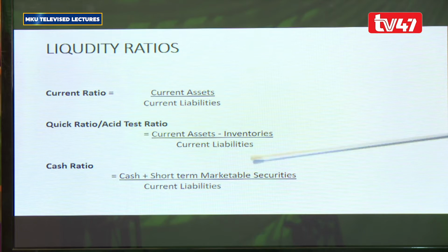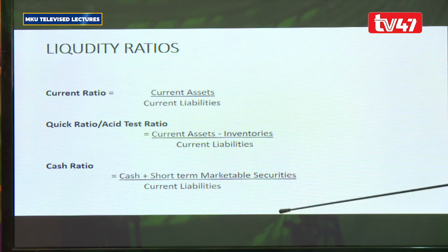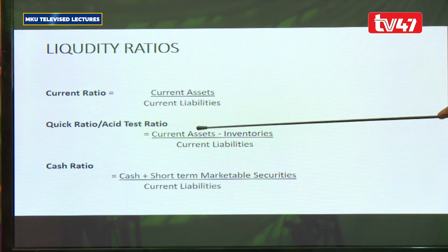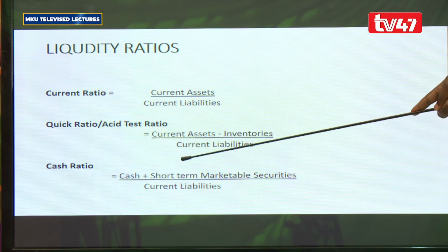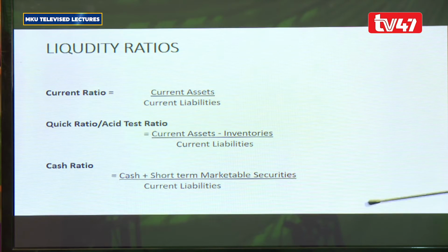And then lastly, we have the cash ratio. Cash ratio is given by cash plus short-term marketable securities, divided by the current liabilities. Here we are using just the cash and short-term marketable securities to compare with the current liabilities so that you can assess whether you are in a position to meet or clear the current liabilities that are due for payment.